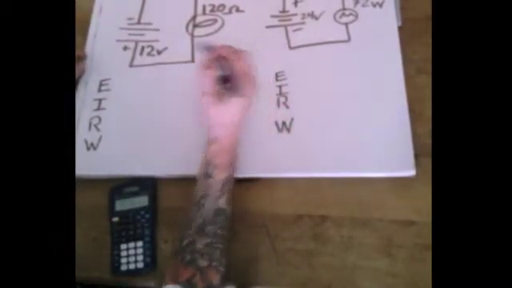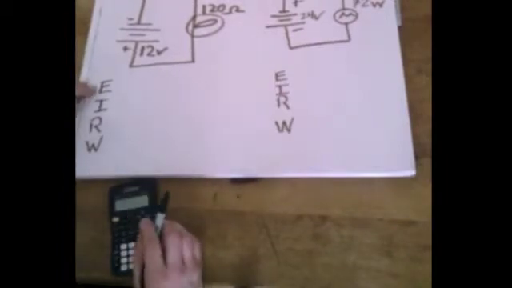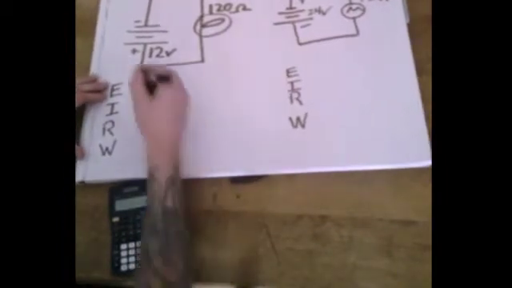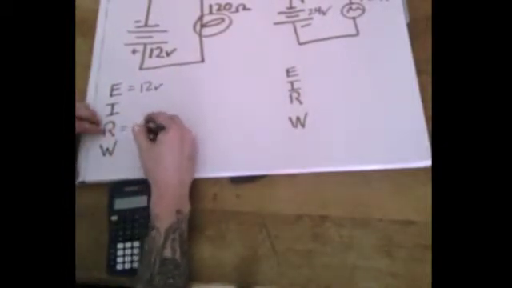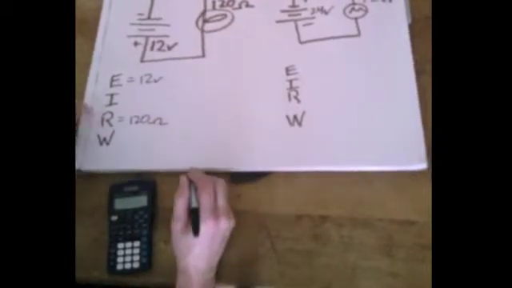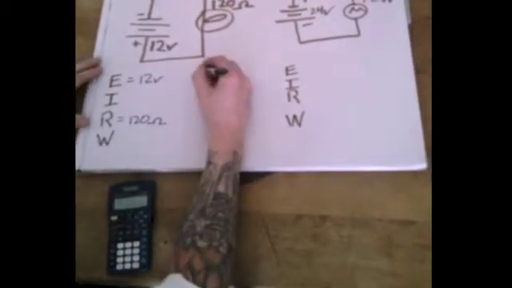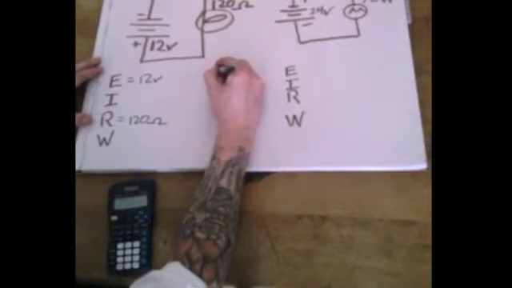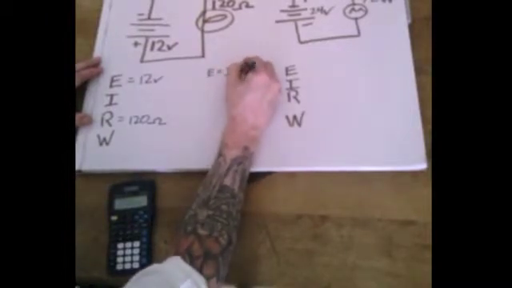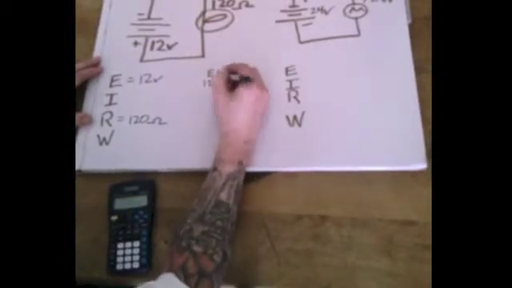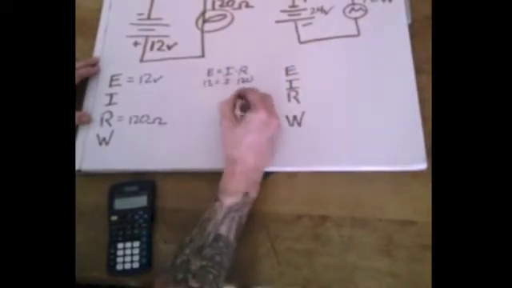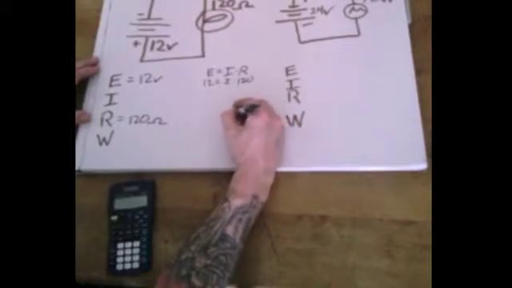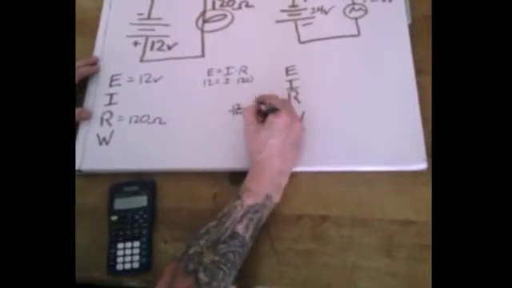The important thing is this. If you just write this down, you can just fill out the chart really quickly. So, voltage, awesome, 12 volts. Resistance, 120 ohms. And because you have those two things, you can go, 12 over 120 is equal to I.